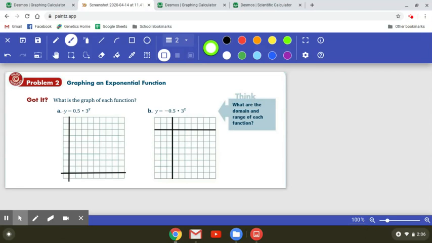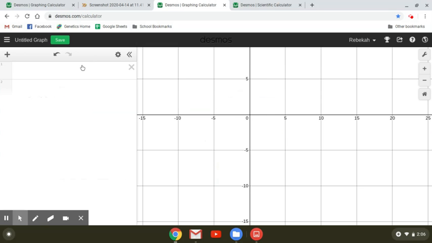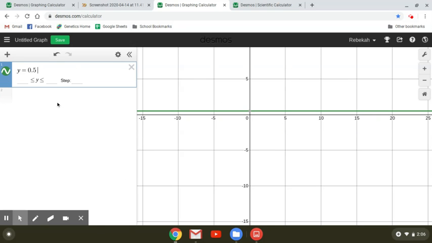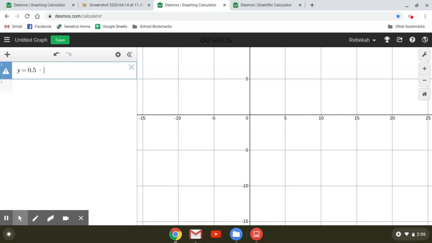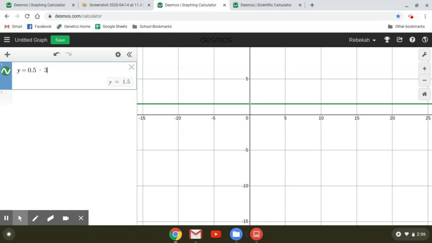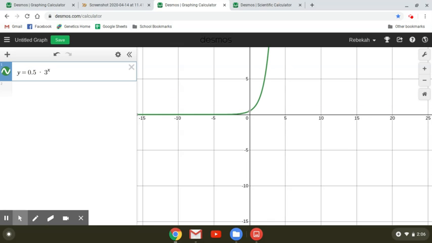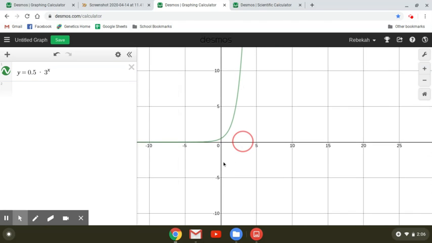So I have y equals 0.5 times 3 to the power of x. So let's put it in. Y equals 0.5, and I'm going to use my times button, which is the asterisk above the 8, times 3, and to the power of, I'm going to use the little caret above 6, to the power of x. And here's what my graph looks like, right?